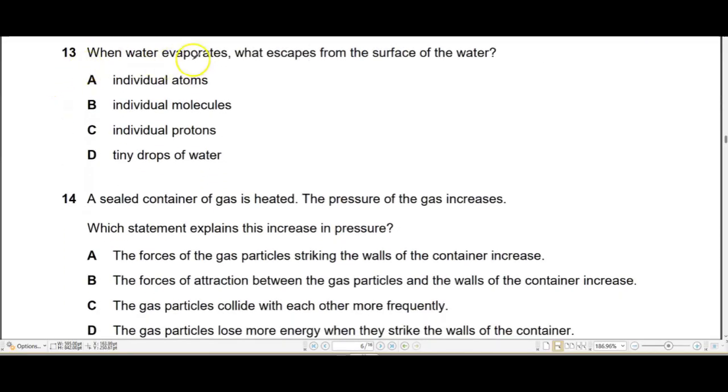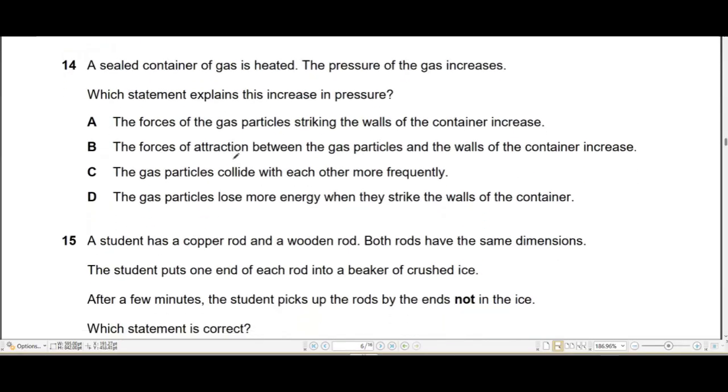13. When water evaporates, what escapes from the surface of the water? Basically, individual molecules are the ones that escape, not individual atoms, not individual protons, not tiny drops of water. Okay, moving on. Question number 14. A sealed container of a gas is heated. The pressure of the gas increases. Which statement explains this increase in pressure?